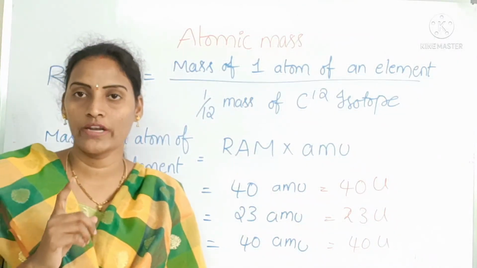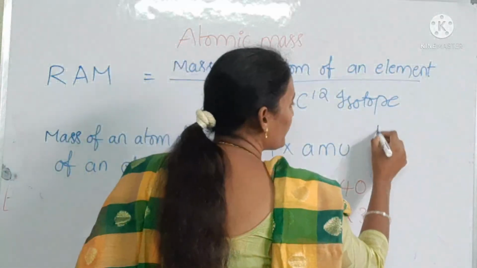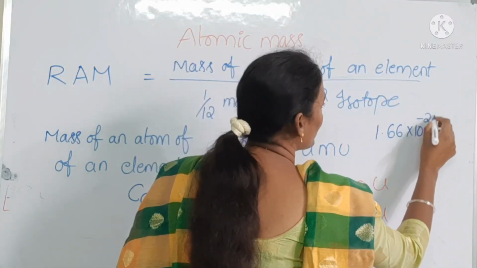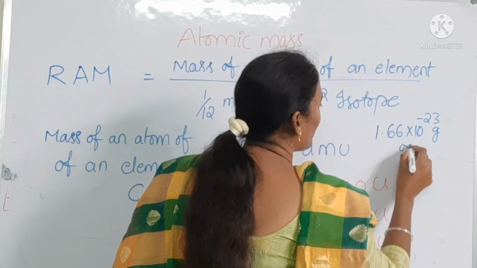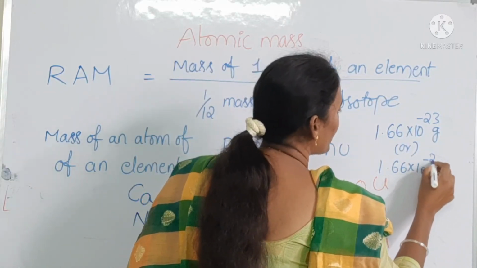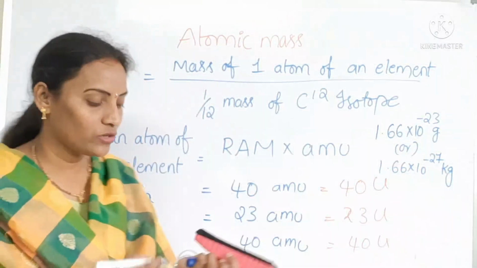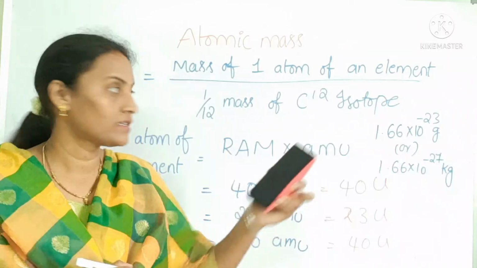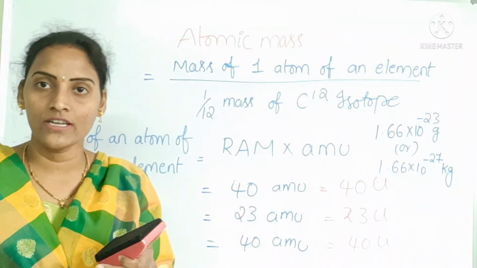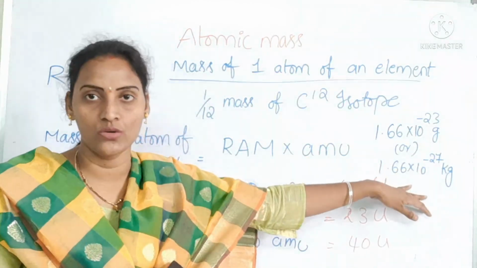See, students, the value of 1 AMU is equal to 1.66 into 10 power minus 23 grams, or 1.66 into 10 power minus 27 kilograms. How this value becomes 1.66 into 10 power minus 23 or 10 power minus 27, we will learn while learning the mole concept. Just remember this value here only.